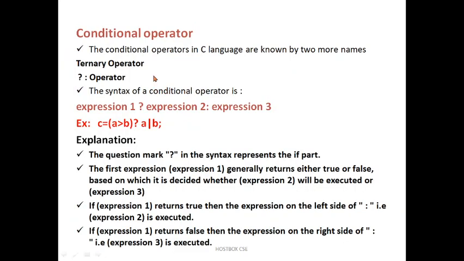Then condition operators, a very important operator, which has two more names available: the ternary operator and the question mark operator. So two symbols are ternary and question mark. What is the syntax of the condition operator? The syntax is expression 1 question mark, expression 2 colon, expression 3. The meaning is, for example, you can say C is equal to A greater than B or not, question mark A colon B.